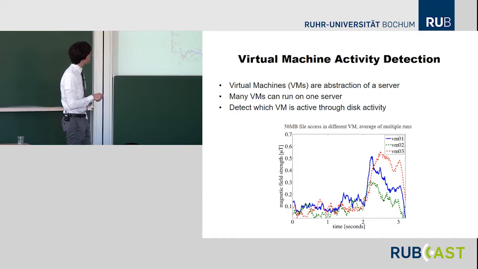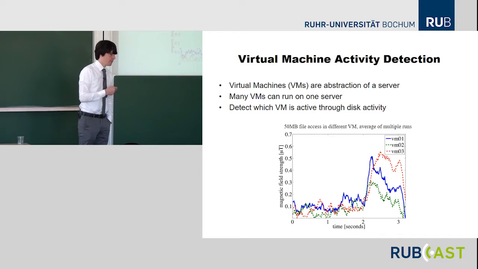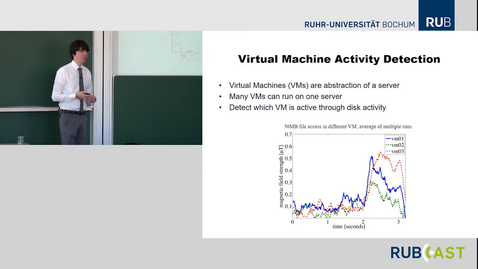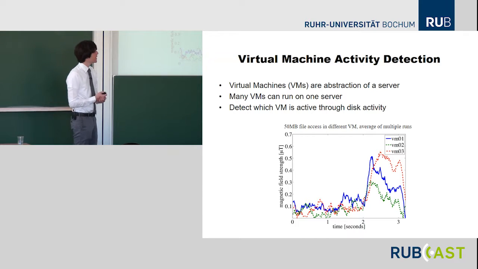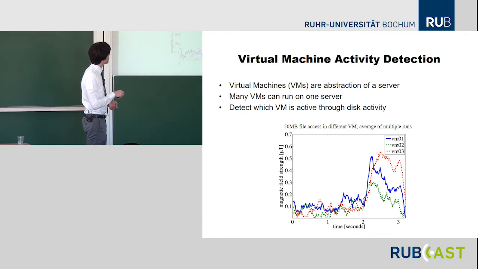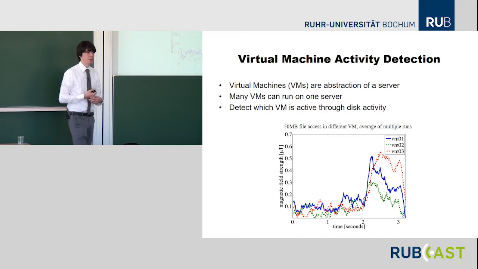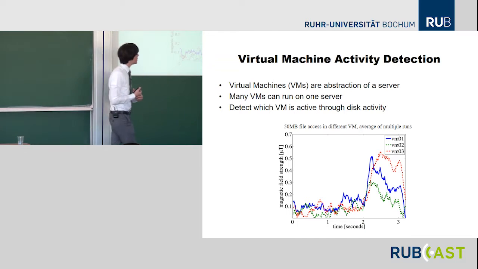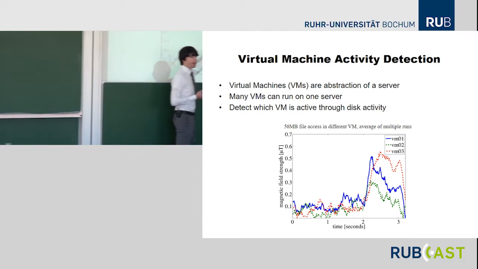When the virtual machine runs, you can measure the magnetic field. I believe the setup was starting the virtual machine, doing some operation, and then shutting it down. This is the startup phase, and you can see that for each virtual machine, the signature is a little bit different. So you could potentially distinguish which virtual machine is doing some activity.